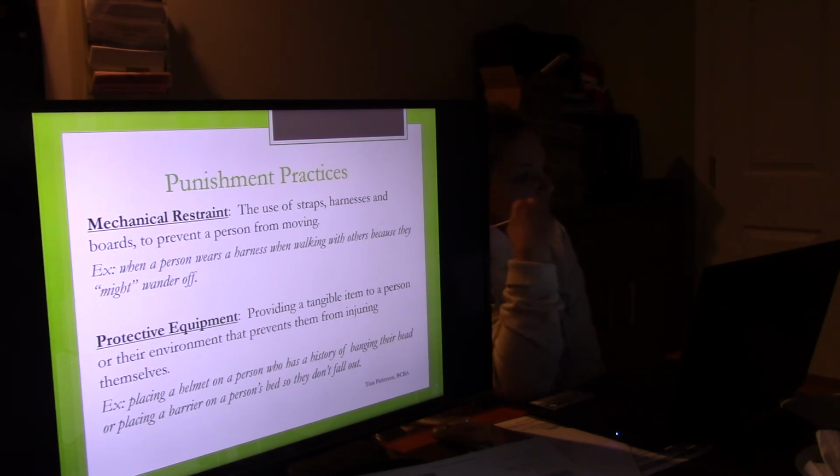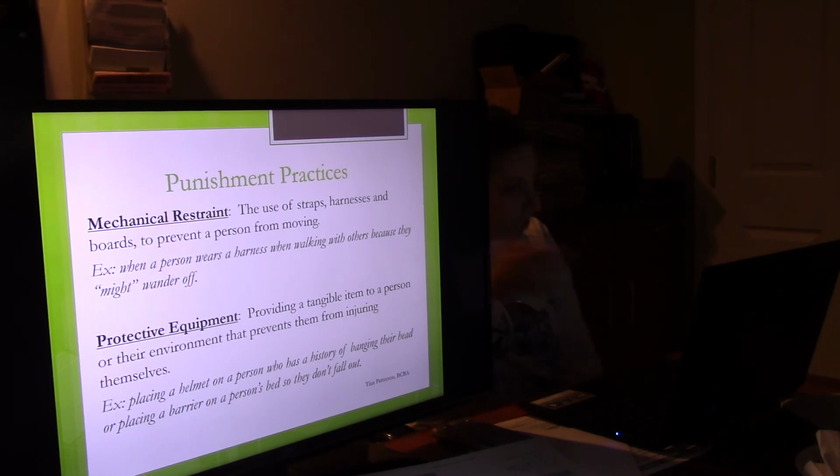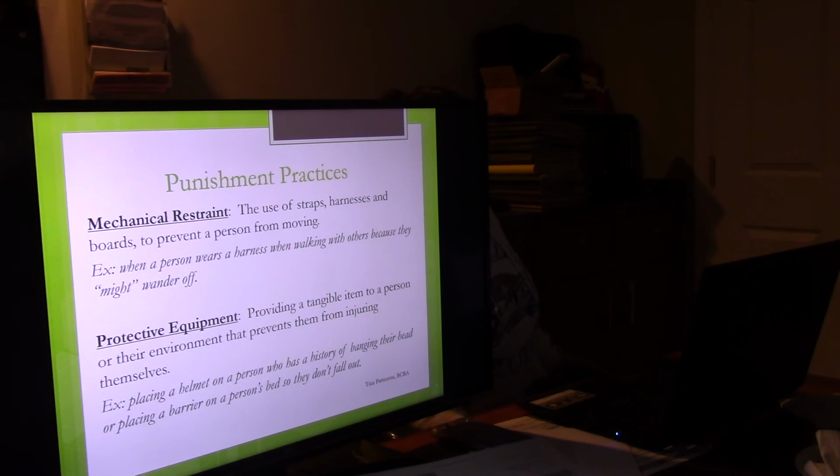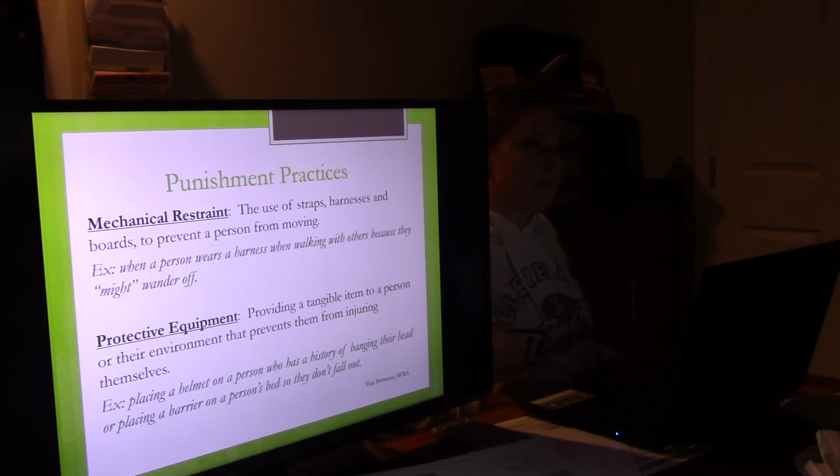Protective equipment means providing a tangible item to a person or their environment that prevents them from injuring themselves. So placing a helmet on a person who has a history of banging their head, or placing a barrier on a person's bed so they don't fall out. We use those as our last resort. There is a reason, like yes, we might want them to have a monkey leash, but that's because we've already tried all of the other reinforcers and it didn't work. So now we have to step up our game to keep them safe.